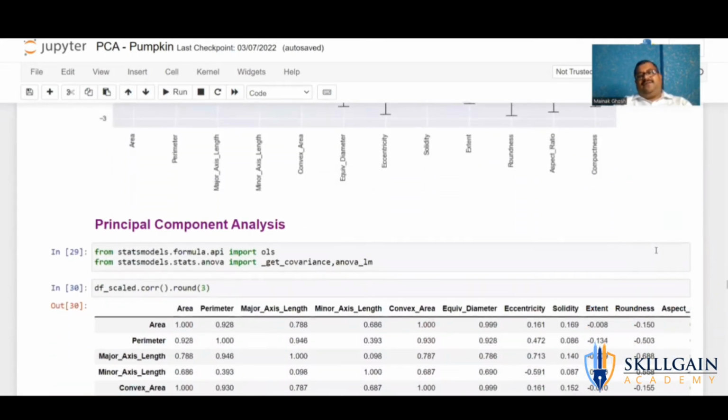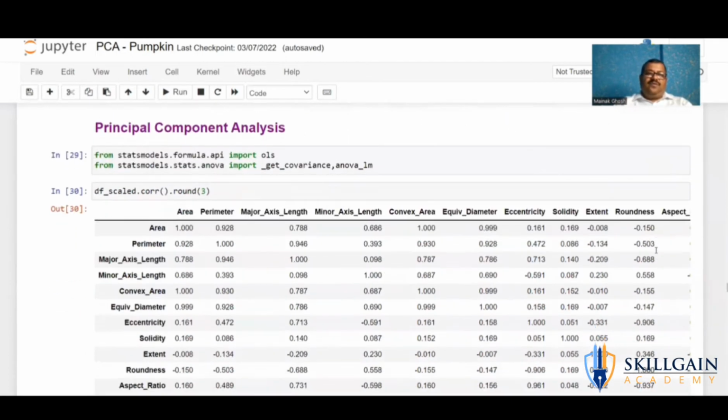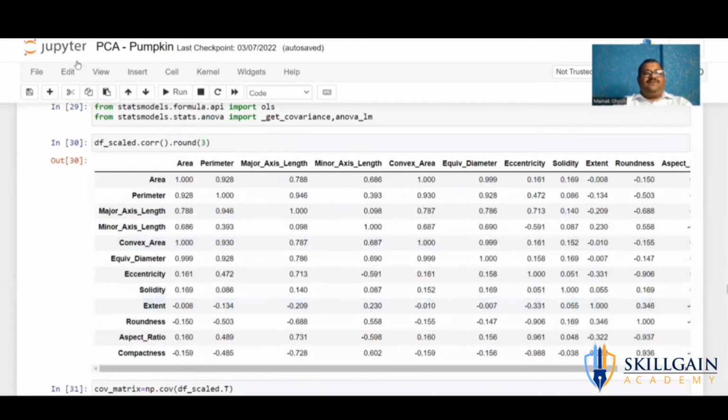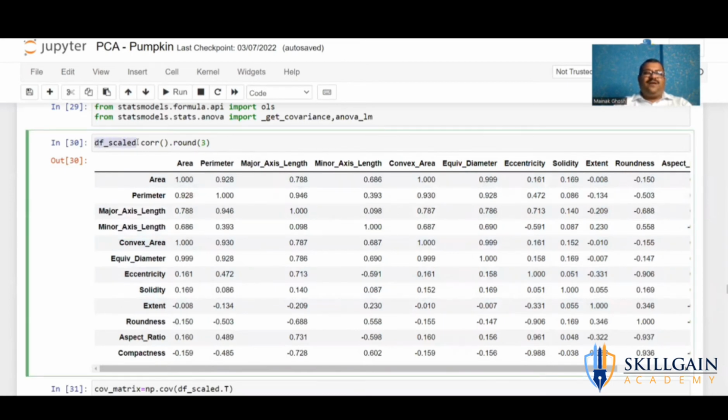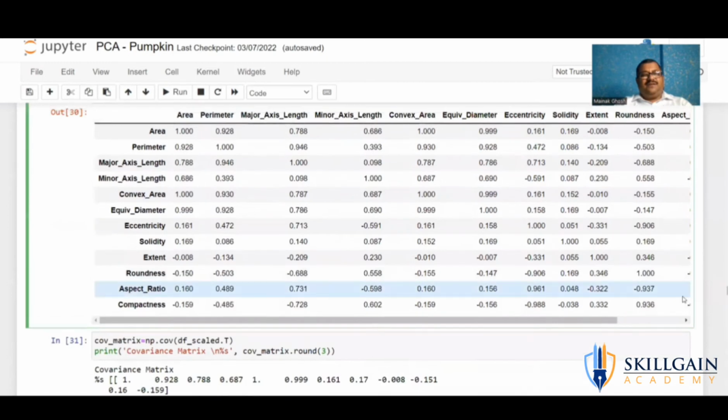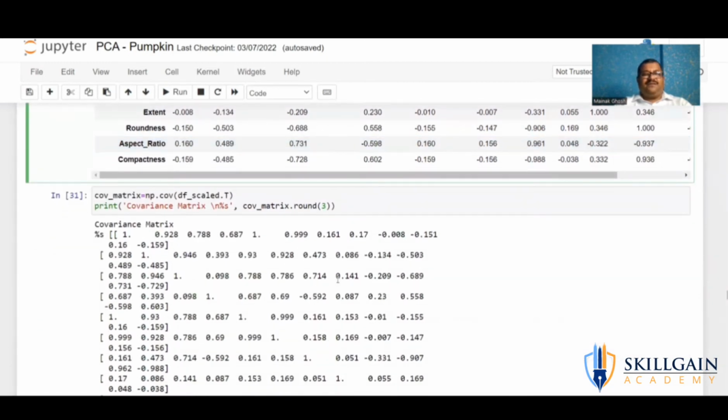Now our data is ready for the PCA. So we will start our principal component analysis. For this, we first call the libraries that we will use in the analysis. First, we derive the correlation matrix with the command. And DF scale means it is applied on the scaled dataset, the dataset after scaling. So this is the correlation matrix, and then we see the covariance matrix.